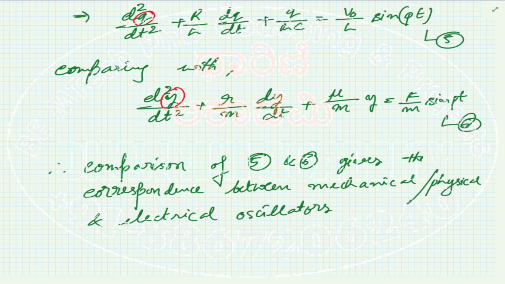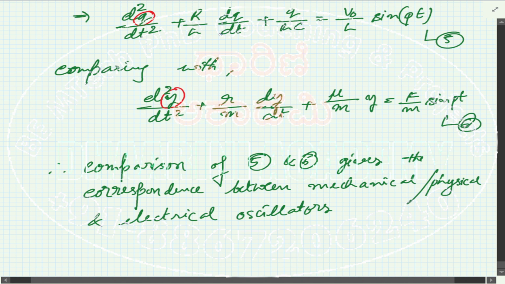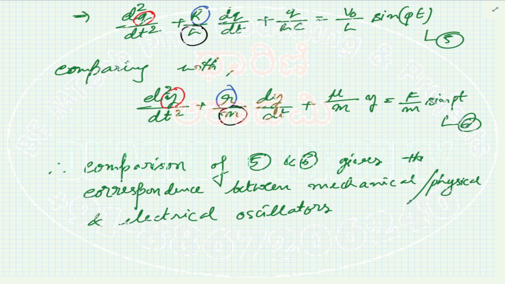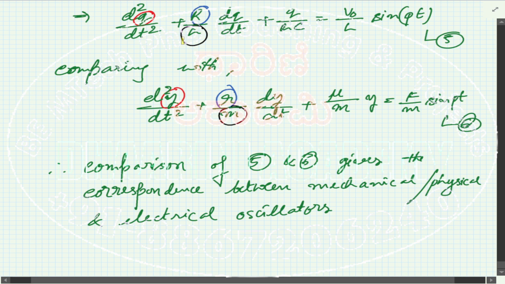Very similar to that. Then the next term is this R. The capital R is a resistance and the small r is the damping factor, so they are also equal. Then the L value in equation 5 is very similar to the mass of the mechanical oscillator. Anyway, Q is done, and t remains the same as t.